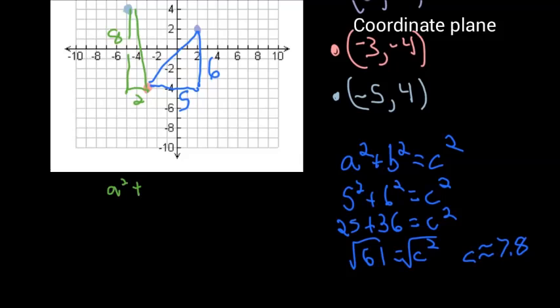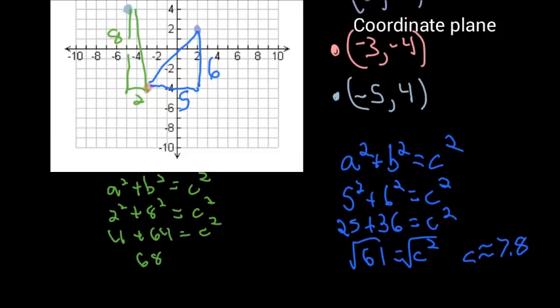So a squared plus b squared equals c squared. So we got 2 squared plus 8 squared equals c squared. 2 squared is 4, 8 squared is 64. 4 plus 64 is 68 equals c squared. Square root that. So the square root of 68 is going to be just a little bit more than 8. So you could say c is about 8 2/10. So that's how you find points on a coordinate plane, and then find a diagonal distance between 2 points.